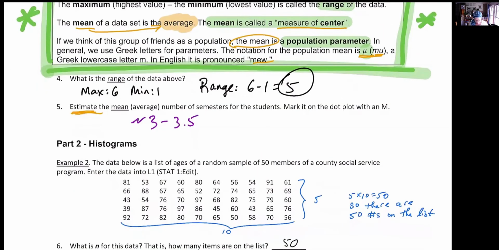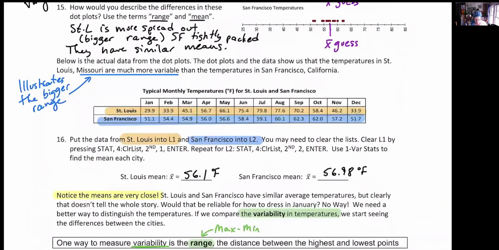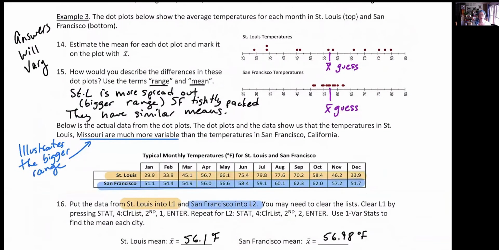I'm going to skip ahead to the other set of dot plots we have. And that's example 3. So in example 3, we're given the average temperatures of St. Louis on the top and San Francisco on the bottom. And this was the average temperatures per month. So you see down here is the data set. So they took the average temperature in January for both cities, February, March, etc.